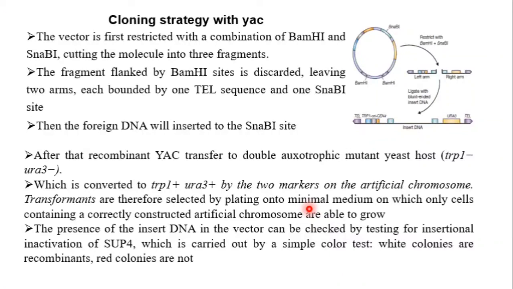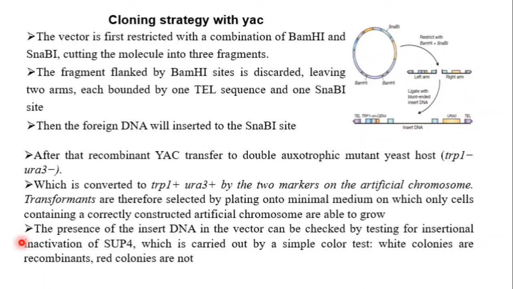Then we have to identify whether the vector DNA contains the insert. For that we check the SUP4 gene, because the foreign DNA is inserted into it. When we insert the foreign DNA into the SUP4 gene, the SUP4 gene undergoes insertional inactivation. So when foreign DNA is inserted into SUP4, it is inactivated and does not produce red pigment, so it does not produce red colonies.